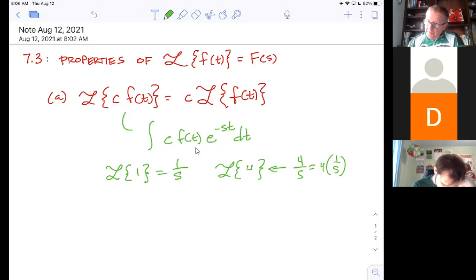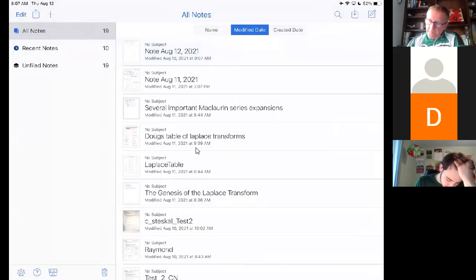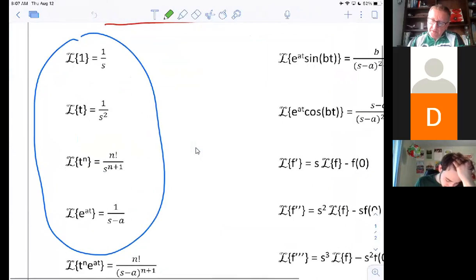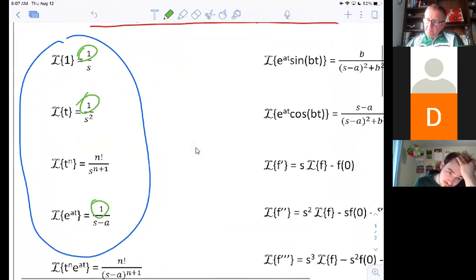So really, that'd be the Laplace transform of 4. And so that constant business is really important. We saw yesterday that a number of our Laplace transforms, let's look at my table, a whole bunch of them had 1s on top, for certain values. And so we need a 1 up there. Well, if there happened to be a 7 up there, no problem. You can just pull that 7 out.